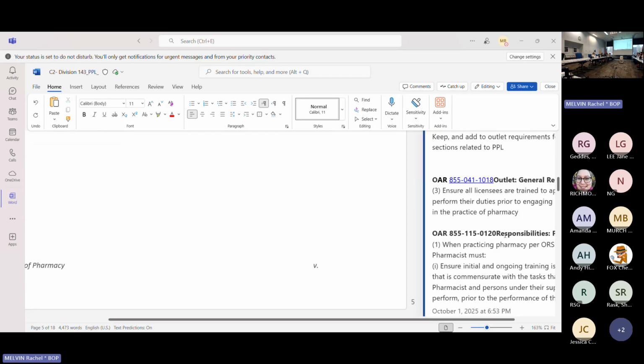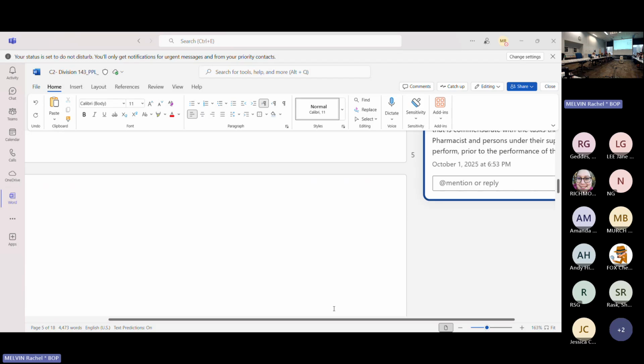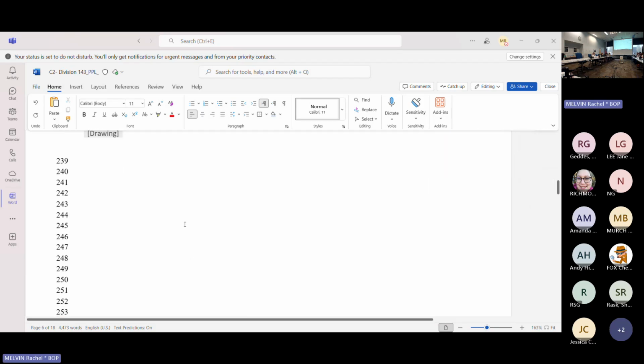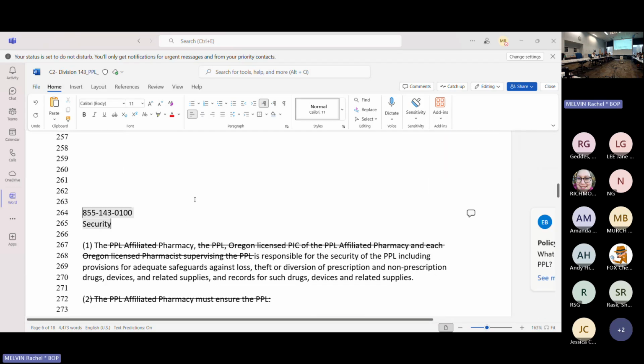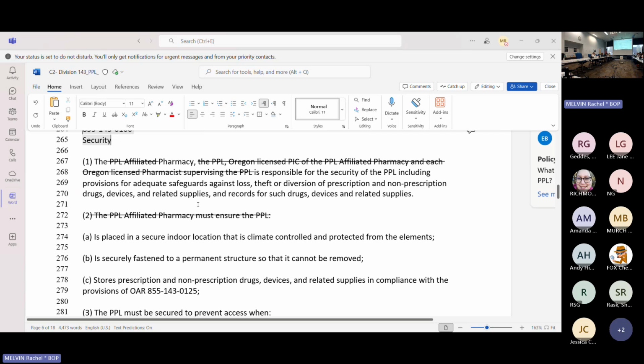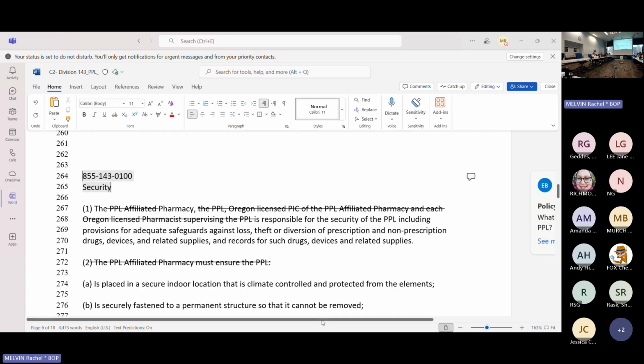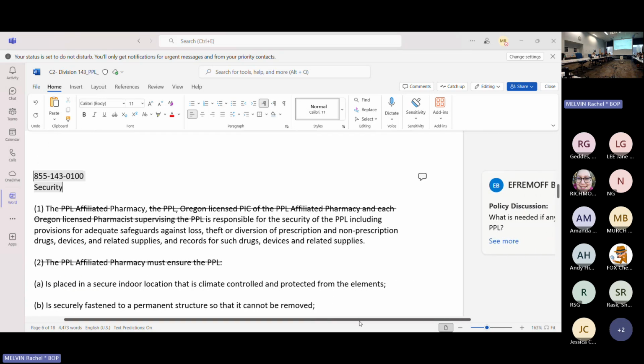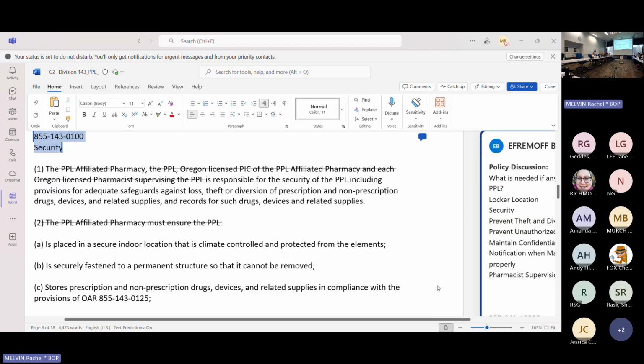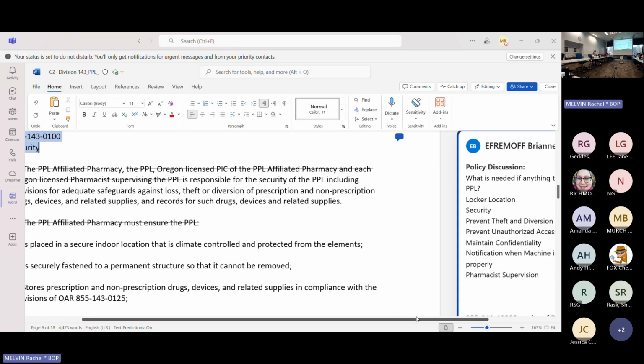And we'll keep moving on then to the next section, which is security. So this is 143.01.00. Great, we're on the same spot. So this section really can encompass many aspects of the requirements, right? And also overlaps with general requirements. So for the ease of today's discussion, thinking it would be good to think big picture here first as we have this policy discussion.